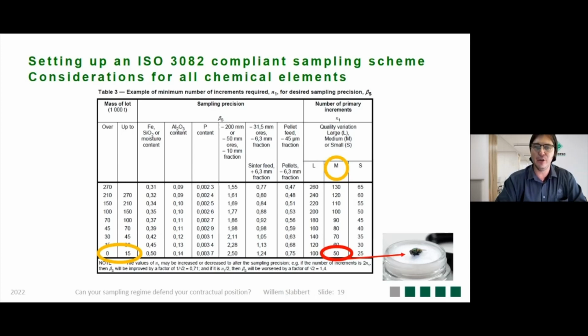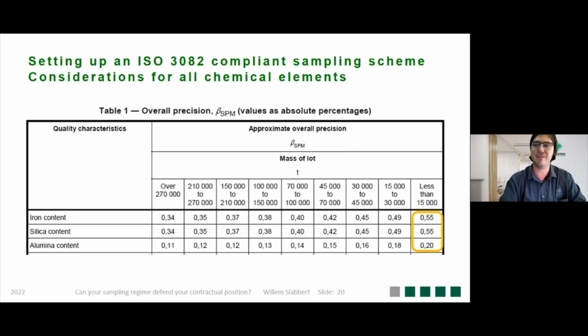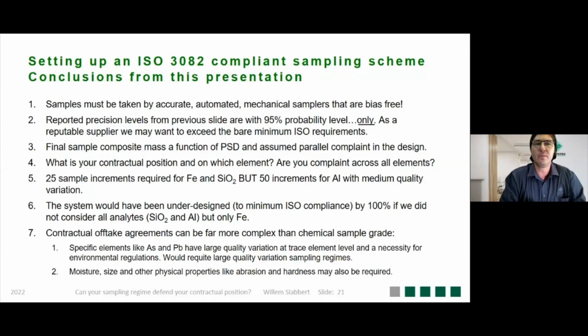When we consider our aluminum content for a lot size in the first two columns of between 0 to 15 tons an hour, and for medium scale variability, we would need 50 increments to measure aluminum content with suitable precision levels, not 25. These are also from table 1, the typical precision levels that we can expect from this newly designed sampling scheme. In our conclusions then, samples must be taken by accurate automated mechanical samplers that are bias-free.